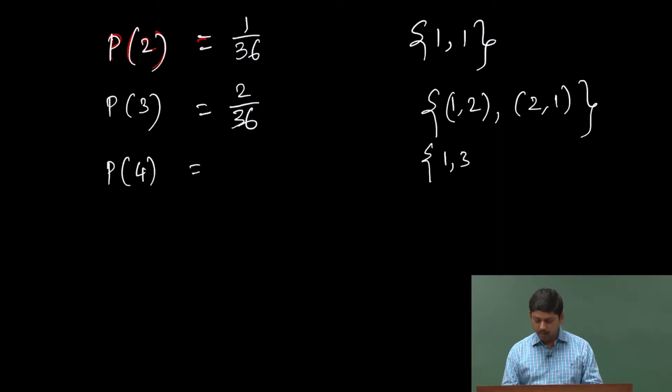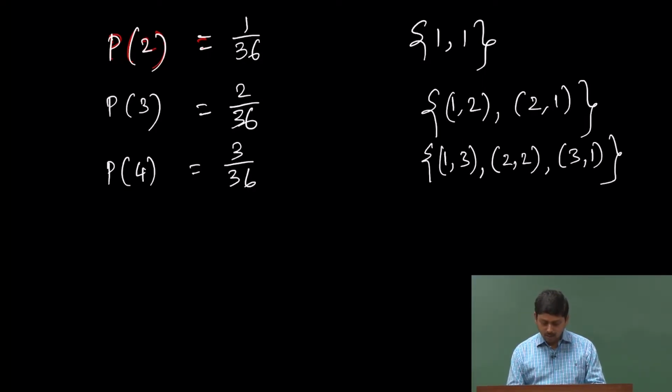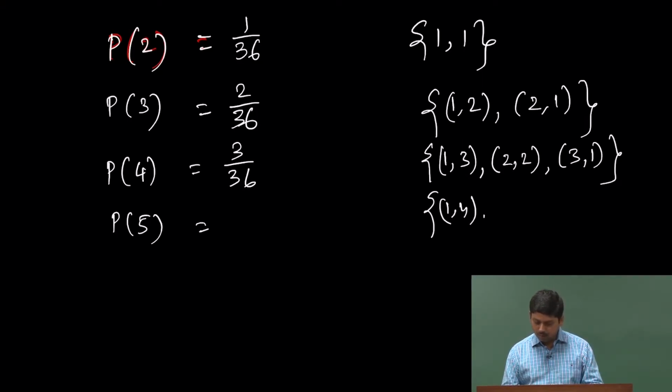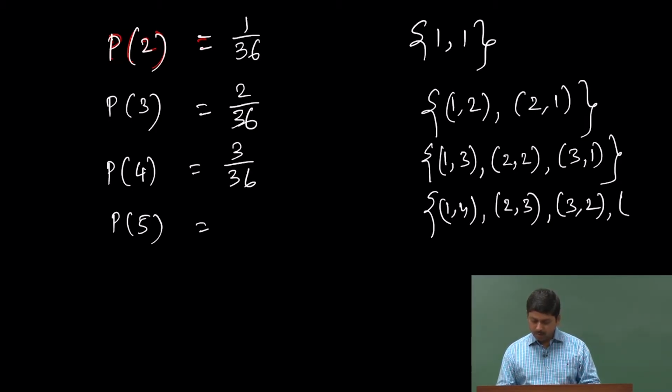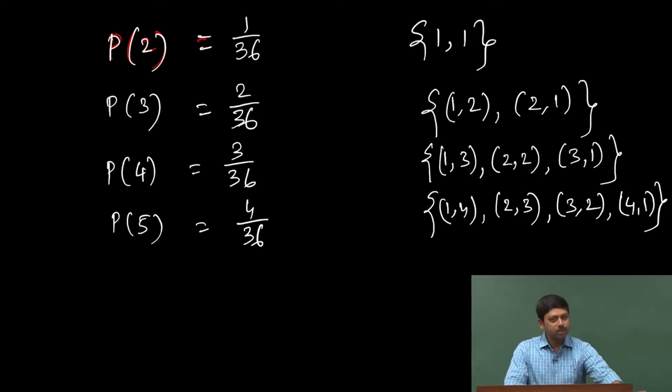1 3 will give me a 4, 2 2, 3 1. 3 possible ways. How many possible ways can you get 5? 1 4, 2 3, 3 2, and anything else? 4 1. That is 4 out of 36. So, you see only 4 possibilities. How many possibilities can you get for 6?